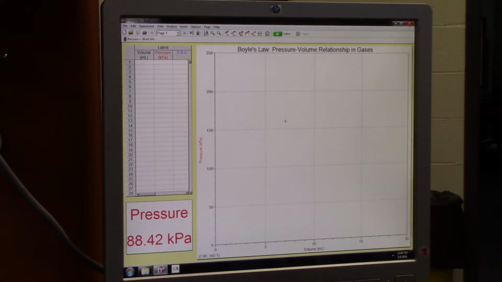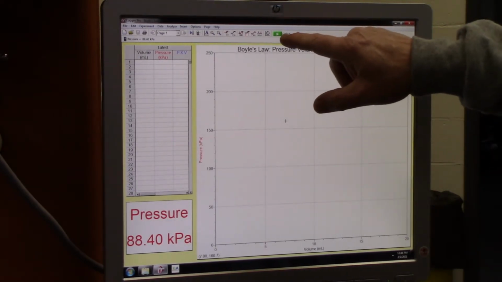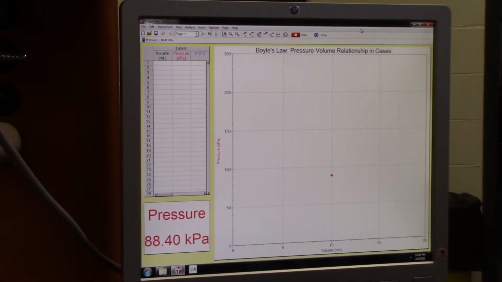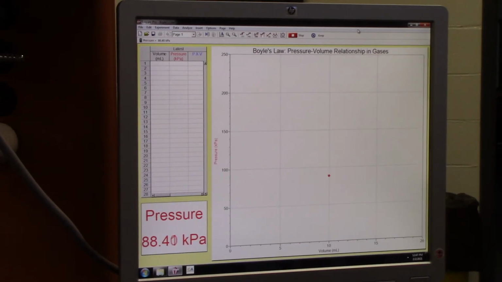Okay, so there's a button up here that says collect, and when I hit that, that'll start collecting and recording the data. So I'm going to do that. Now, if you look down here, it tells me a value. The value says 88.41 kPa. That is the pressure inside the syringe now.